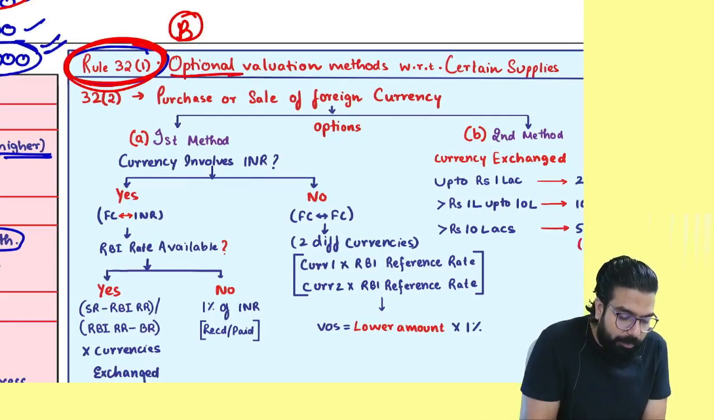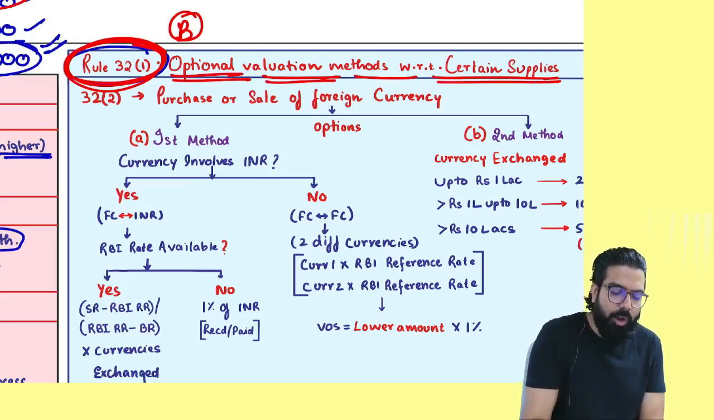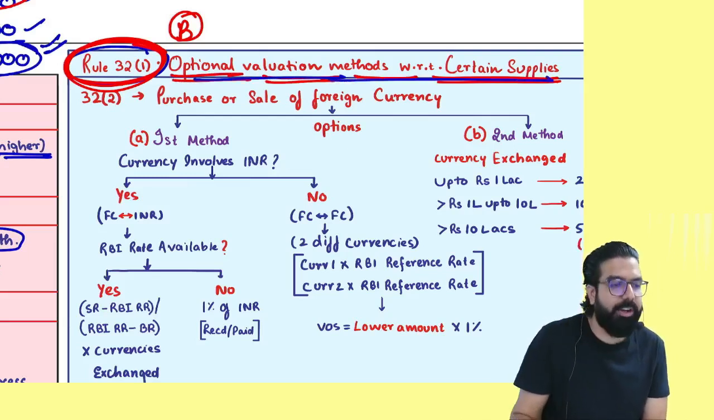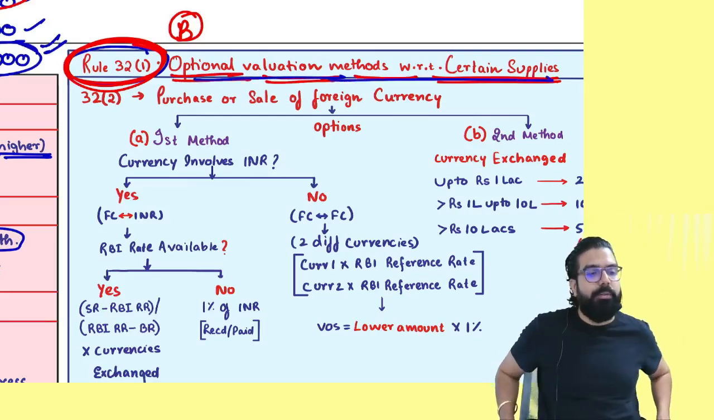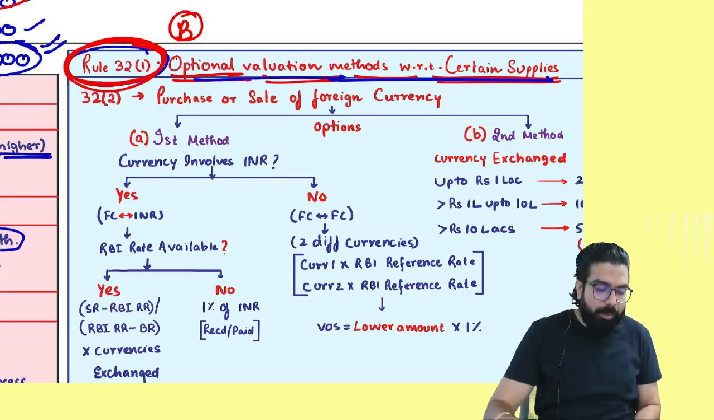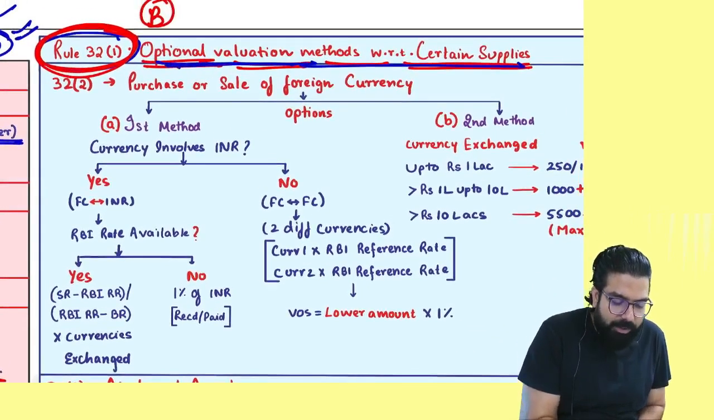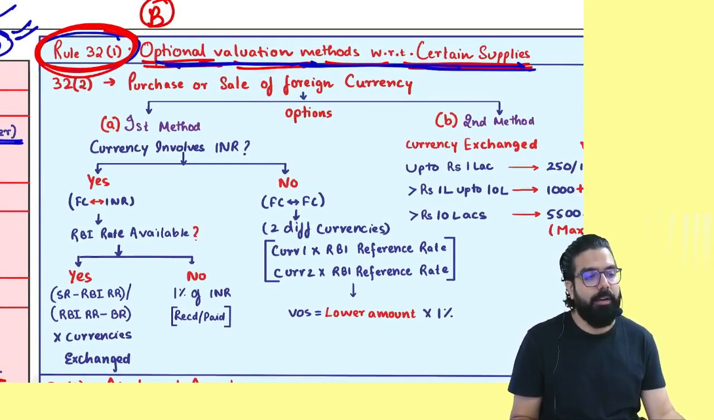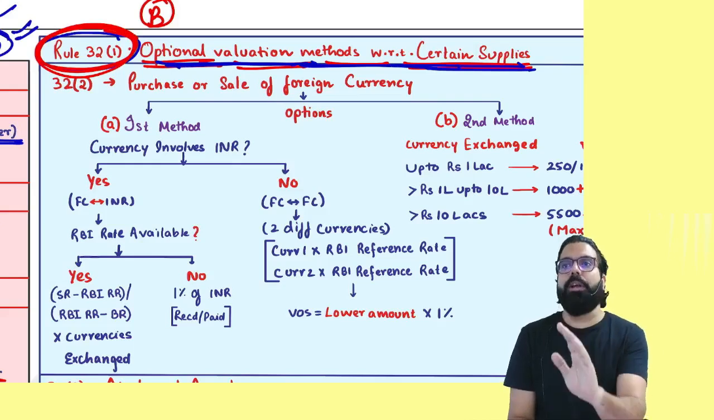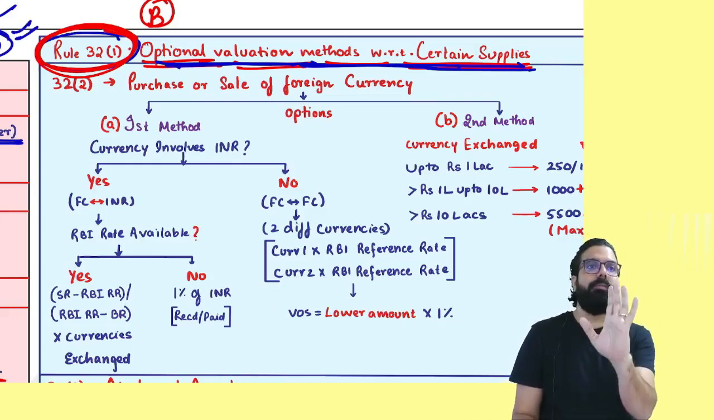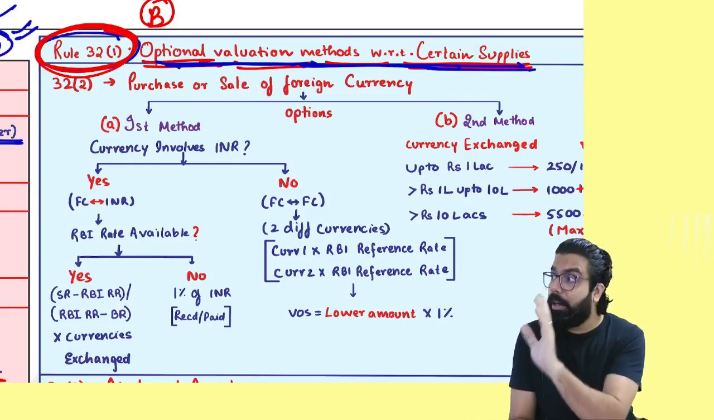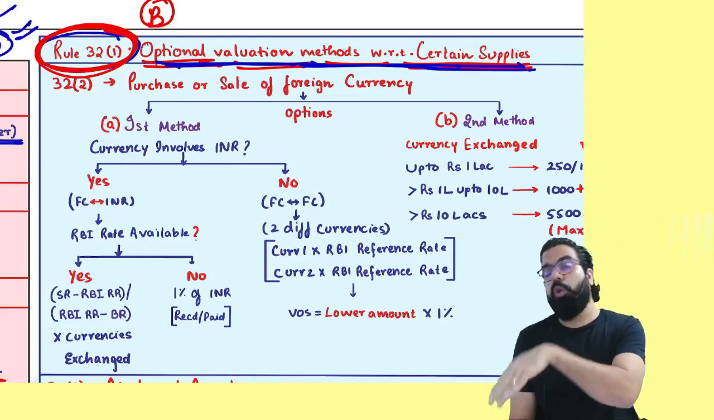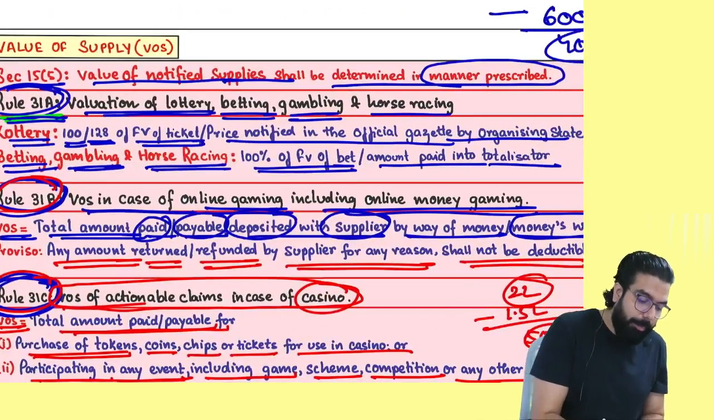Listen. Optional valuation method in case of certain supply. Everyone over here, government went ahead and told optional valuation method for certain supply. Government told, for some supplies we will go ahead and tell the method, and that method, if you want, you can use it. If you don't want, you don't use it. People, here it was mandatory.